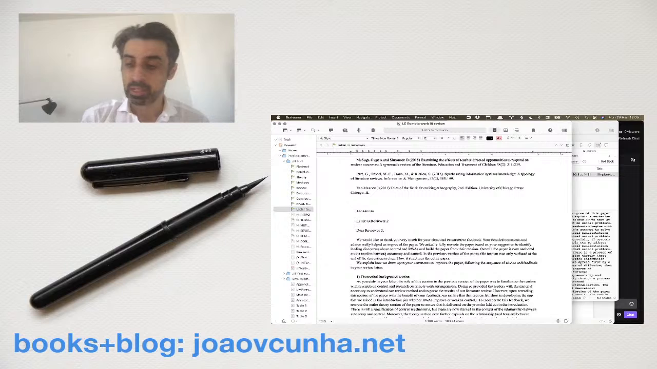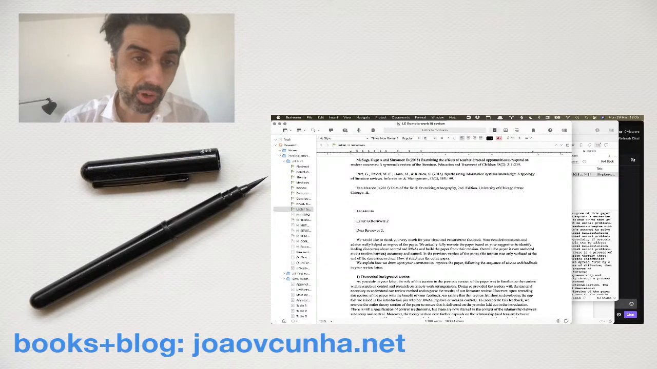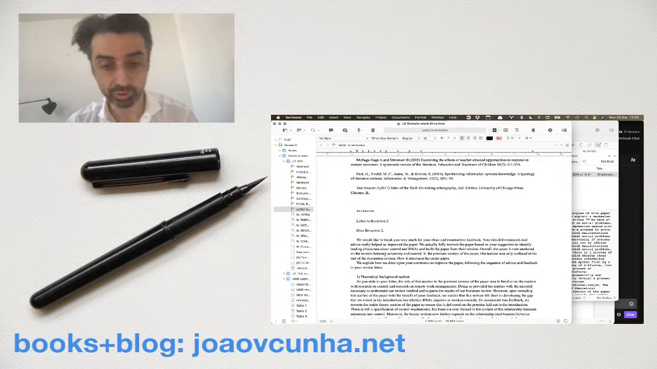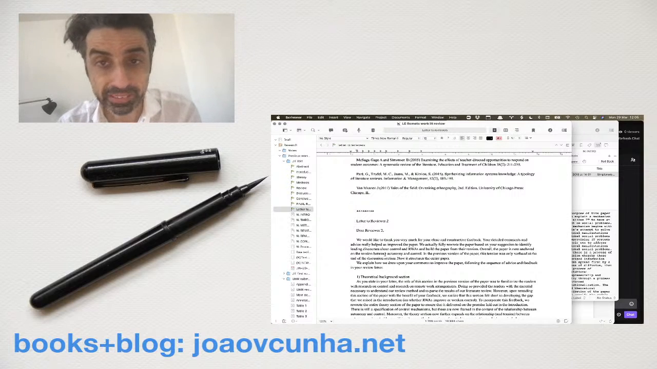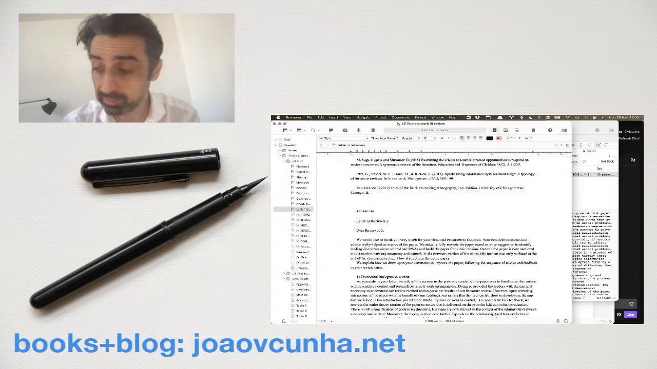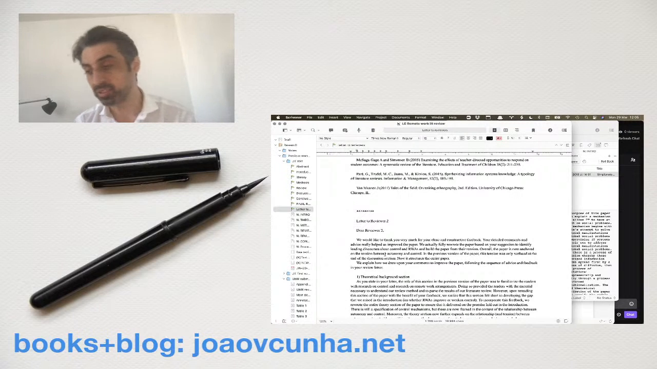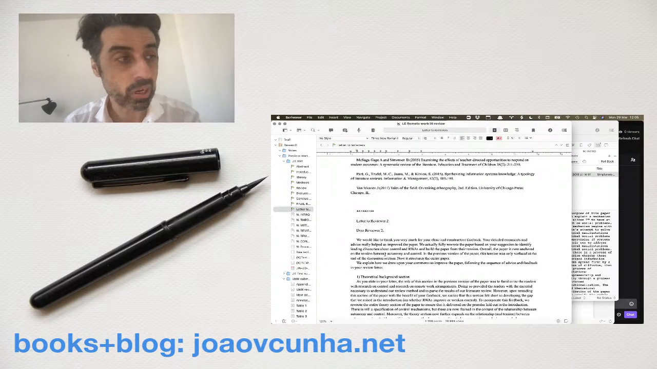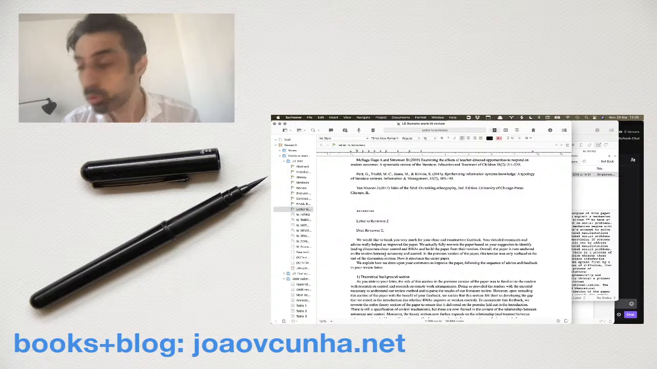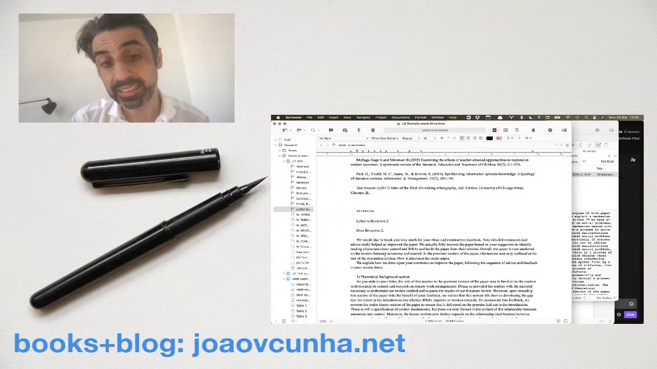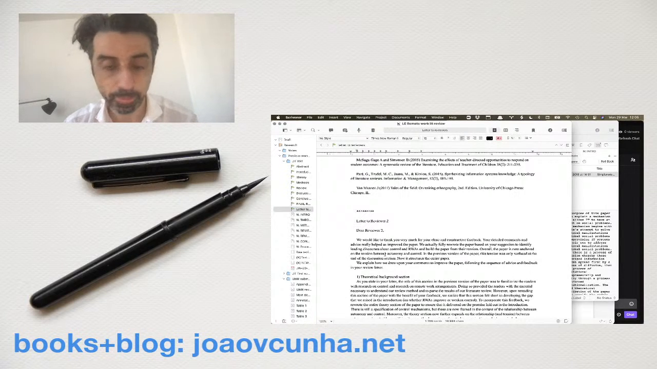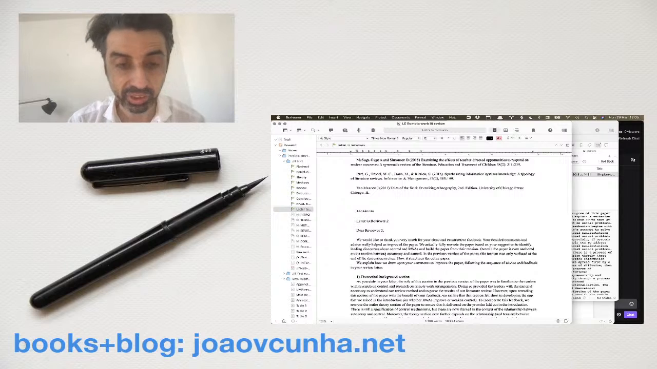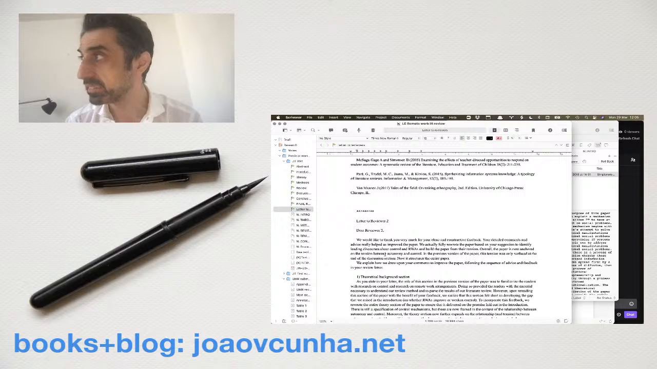Now, this is very effective. It's quick and easy to write, and it is quick and easy for reviewers to go through. However, I would like to suggest that it is actually a bad idea. And it's a bad idea basically for 5 reasons. The first reason is reciprocity with the review team.